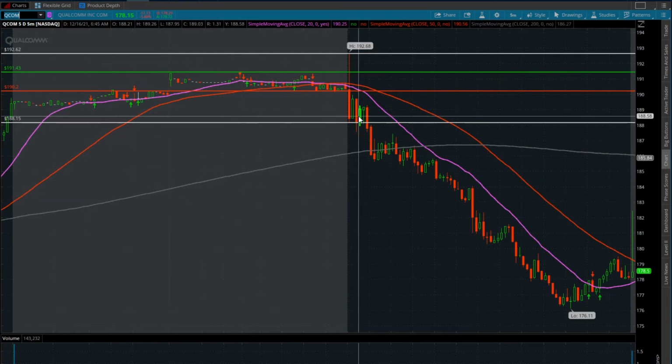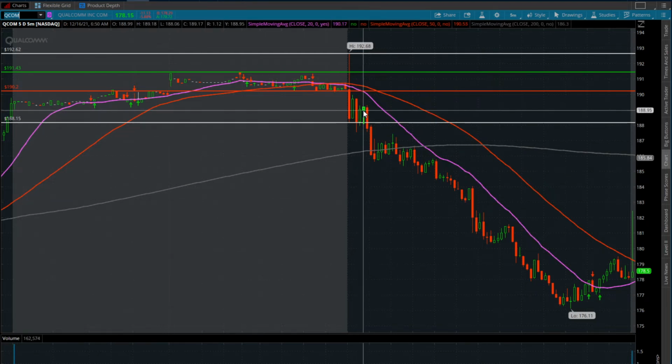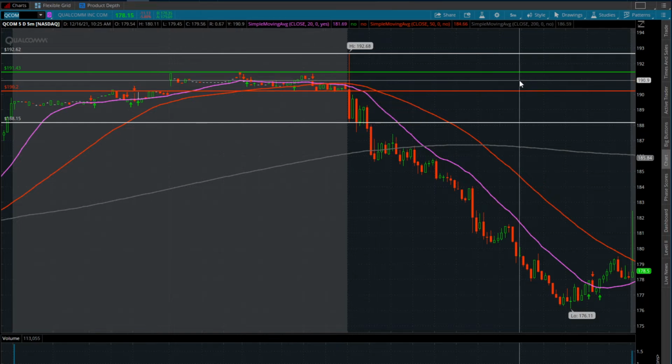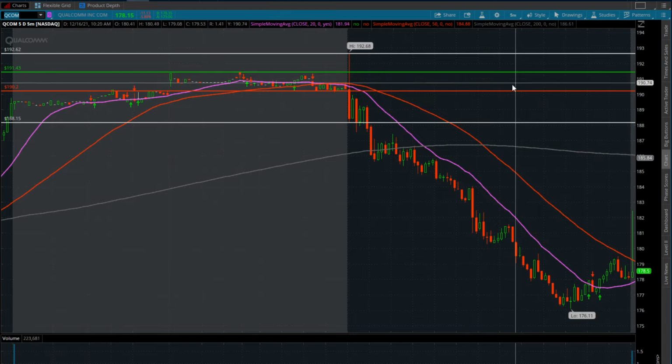If this candle here at 6:45 or 6:50 in the morning snaps over the 20-period moving average and breaks this pre-market low, I'm going to exit the trade. That's your risk management. That's all you have to do. Just follow the rules and stick to the game plan.